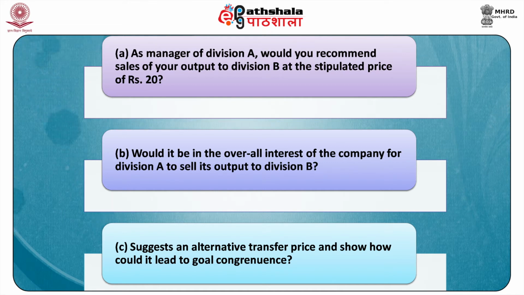Would it be in the overall interest of the company for Division A to sell its output to Division B? C. Suggest an alternative transfer price and show how it could lead to goal concurrence.